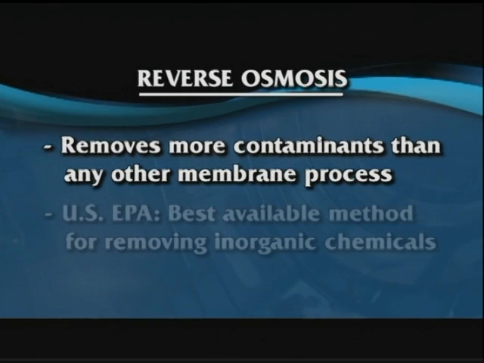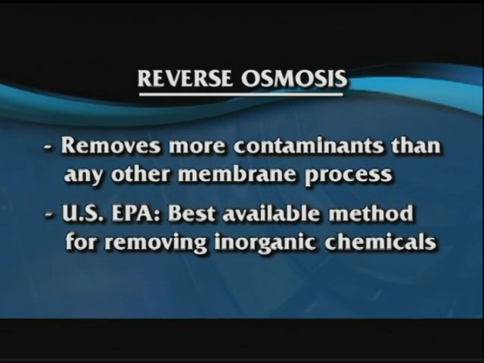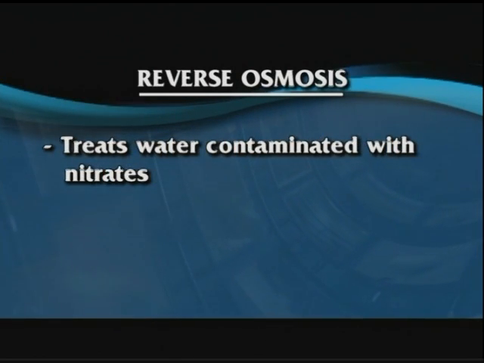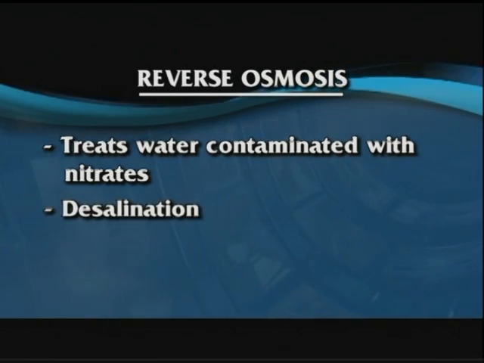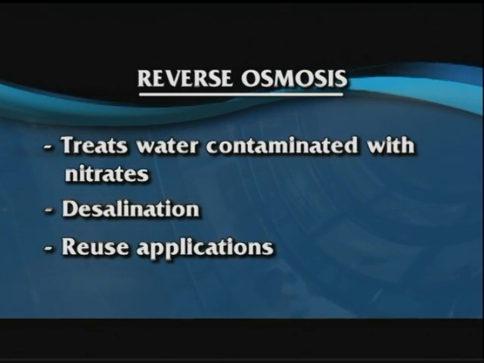It is so effective, the US EPA endorses it as the best available method for removing inorganic chemicals from water. RO is used in agricultural areas to treat ground and surface waters contaminated with nitrates. RO is also one of the only technologies to economically remove salts from water. As a result, an increasing number of utilities are using RO to tap previously unusable water sources. Some facilities are even using reverse osmosis for reuse applications.